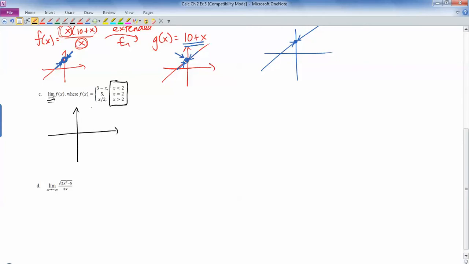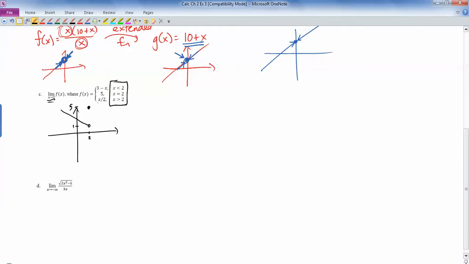If x is less than 2, then I've got the graph of 3 minus x, which is going to do something like this up until we get to 2. So this is 2 here. And when x equals 2, the y value is 5. This value right here, if you figured it out, it's 3 minus 2, which is 1. So if I plug in x equals 2, then I get 5, which is way up here somewhere. 5.